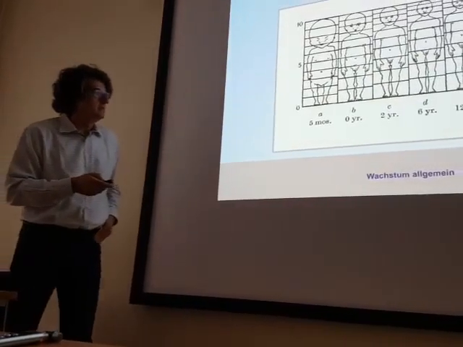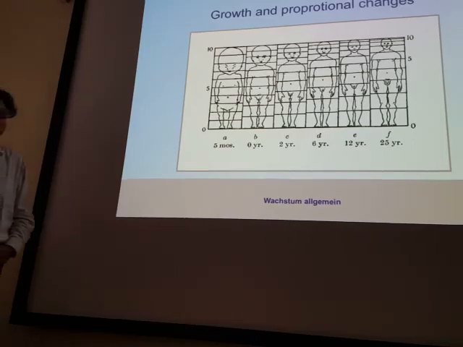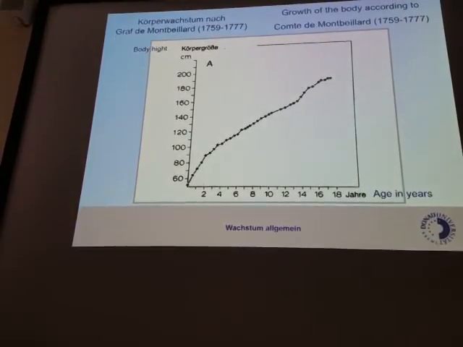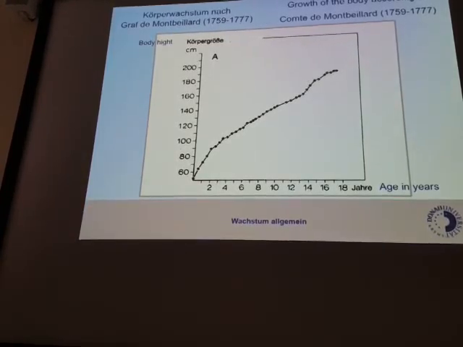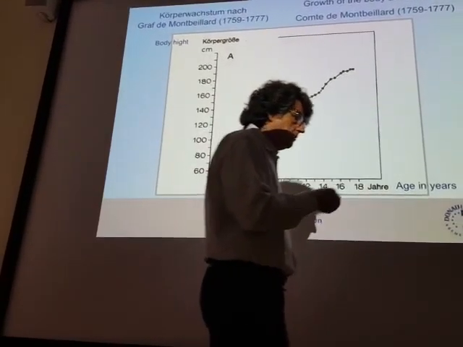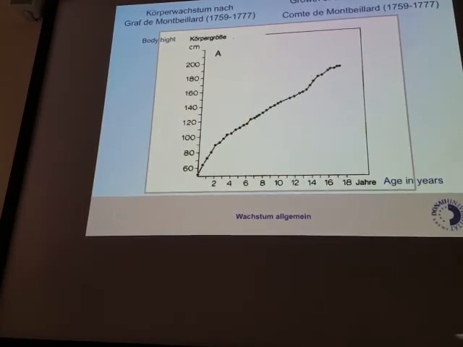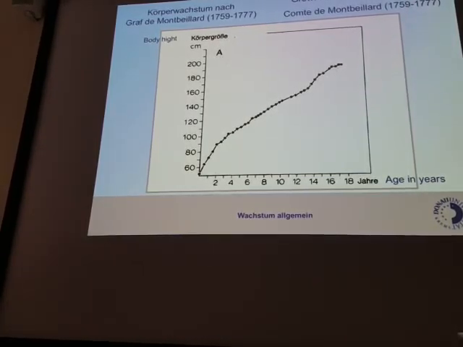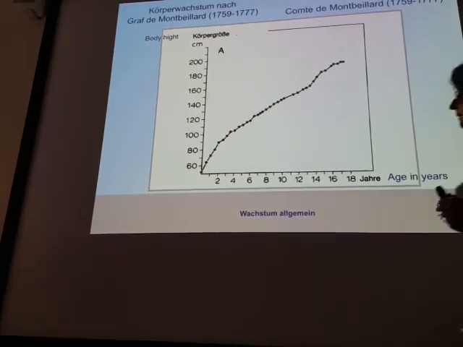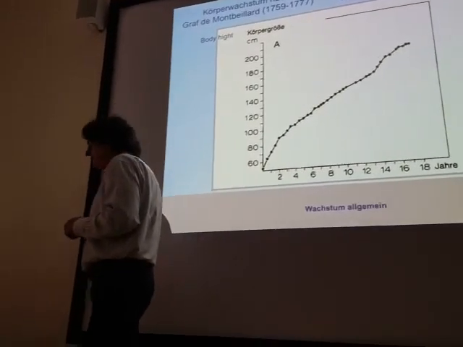The sequel of body growth and the proportional changes or adaptations. Now, let's have a look at a growth curve. This is, as far as many scientists know, the first curve plotted by a human being showing the growth of a child. This was made by a French nobleman 260 years ago. He was very carefully measuring and plotting the size of his son.